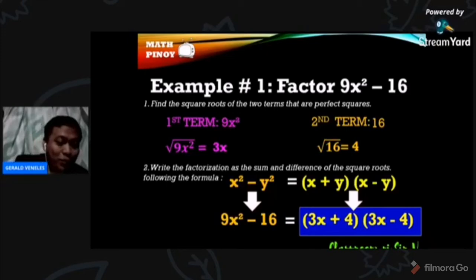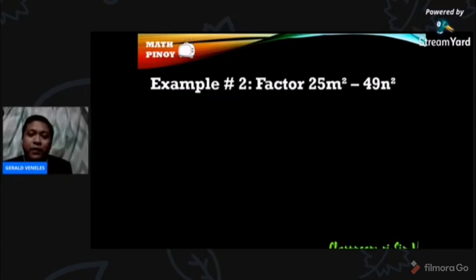Ang daming tumamang sagot! Congratulations, Cyril, Tom, Reynan, and Faith. Wow, correct. Ito, i-try natin to. Factor 25n squared minus 49n squared. So, babalik po tayo sa condition. So, present ang condition na binigay natin.